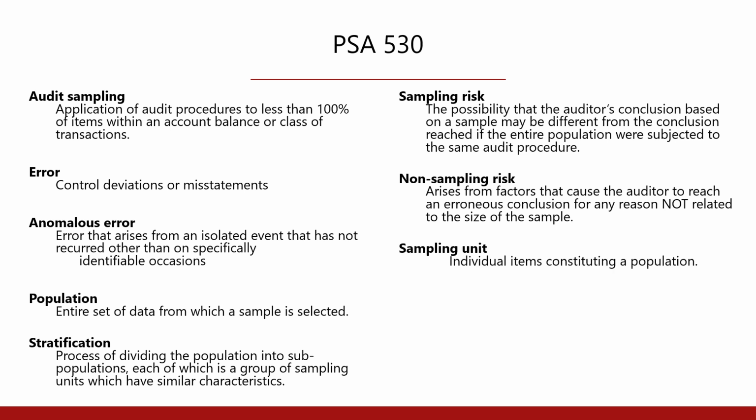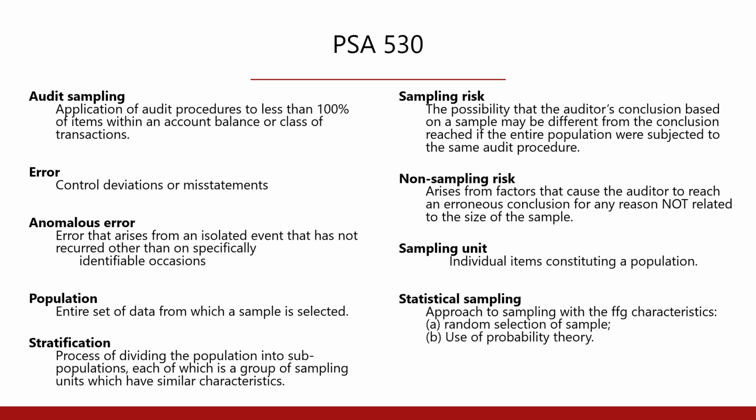And then, of course, we have a sampling unit, and the sampling unit would refer to the individual items constituting a population. And later on, this will make another appearance when we talk about the steps we'll perform in audit sampling. Statistical sampling is an approach to sampling with the following characteristics. Number one, random selection of sample and the use of probability theory. In other words, when you utilize statistical sampling, you would, of course, make use of sophisticated statistical formulae in order to come up with a sample size and then, eventually, to select the sample and to evaluate the results of the sample. Again, more of that in our next few slides.